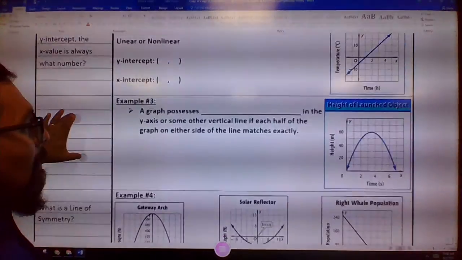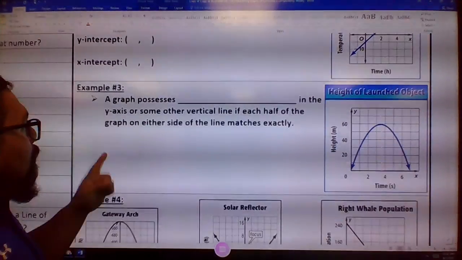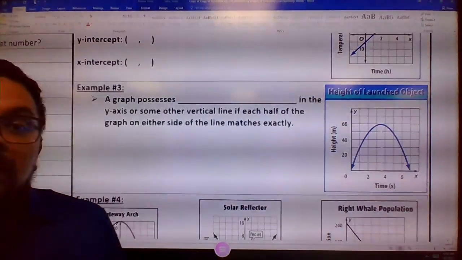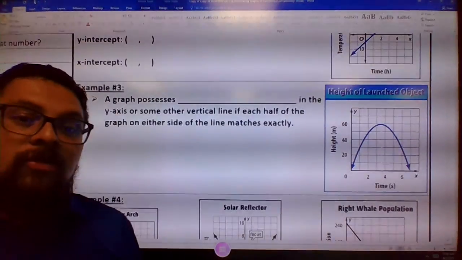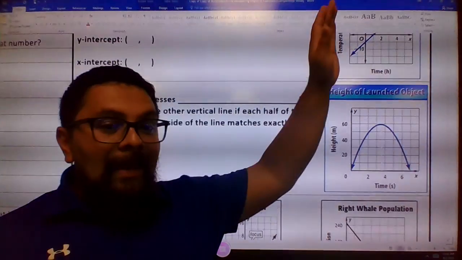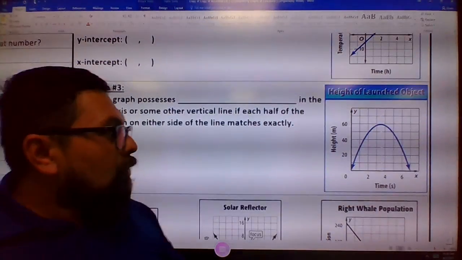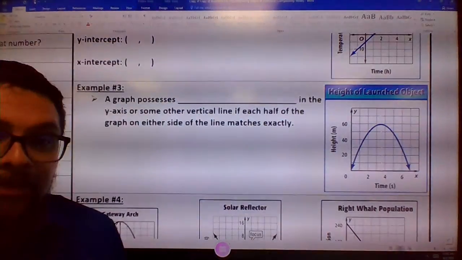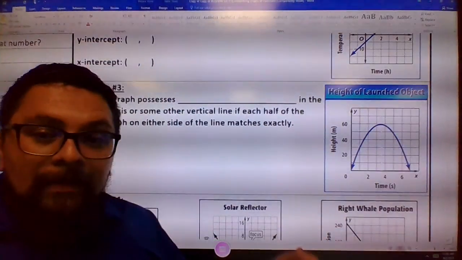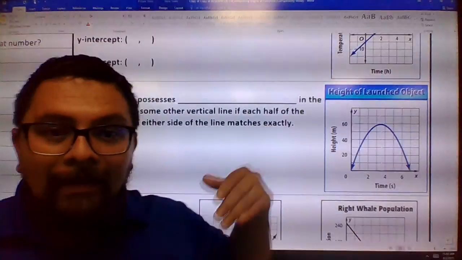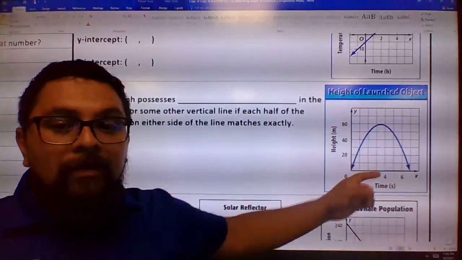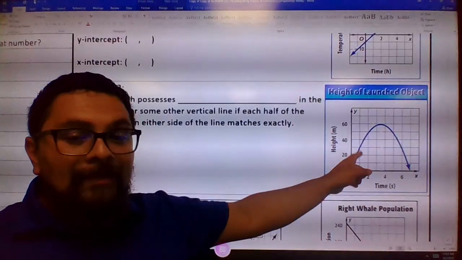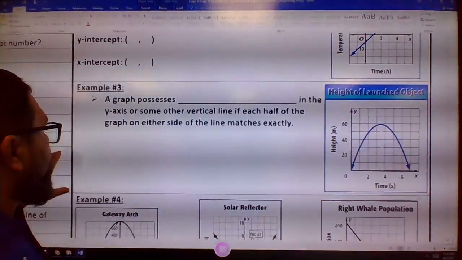We went on to example number 3. In example 3, we looked at another feature of a graph, which is line symmetry. There's a vertical line that makes this graph symmetrical, meaning the left side is the same as the right side. We found out that this one has a line of symmetry.